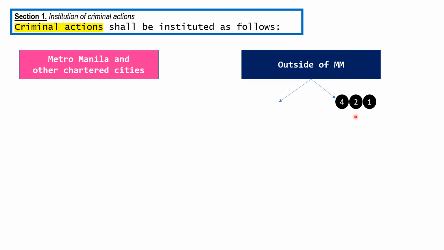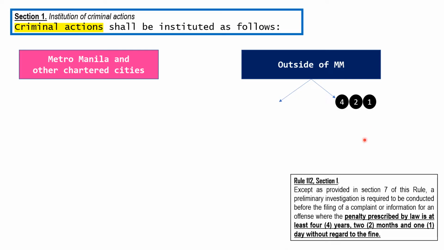You have to take note of 421. Ano ba itong 421? Parang lotto number lang. Your 421 is very important because that is your Section 1 of Rule 112. If the penalty prescribed by law is at least 4 years, 2 months, and 1 day without regard to the fine, then PI is required to be conducted. PI is required to be conducted before the filing of a complaint or information for an offense where the penalty prescribed by law is at least 4 to 1.